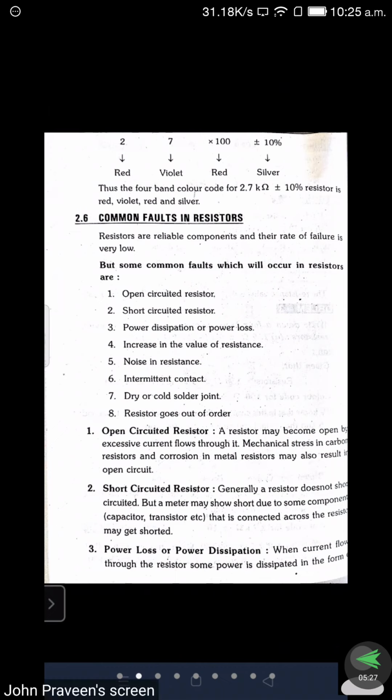Next, a resistor goes out of order when breakdown takes place. That means high currents flow through the resistor value, it cannot withstand them, so it directly acts as a short circuit.